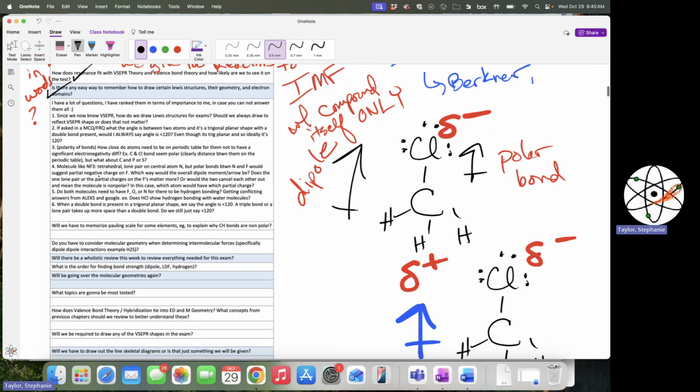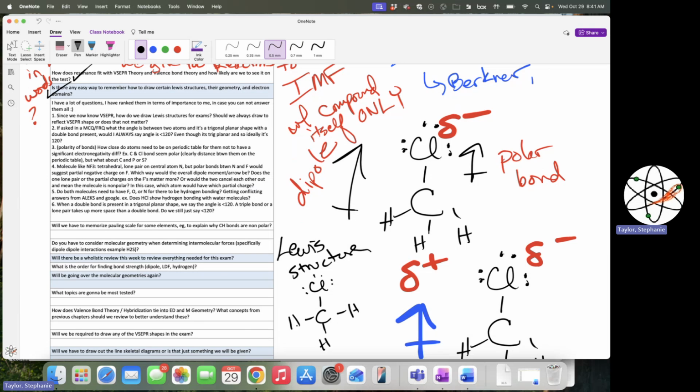Since we now know VSEPR, how do we draw Lewis structures? So Lewis structures are still Lewis structures. What I mean by that is, even though I drew this carbon with the chlorine and the 3 hydrogens to try to give you an idea of shape, a Lewis structure still has just everything connected.